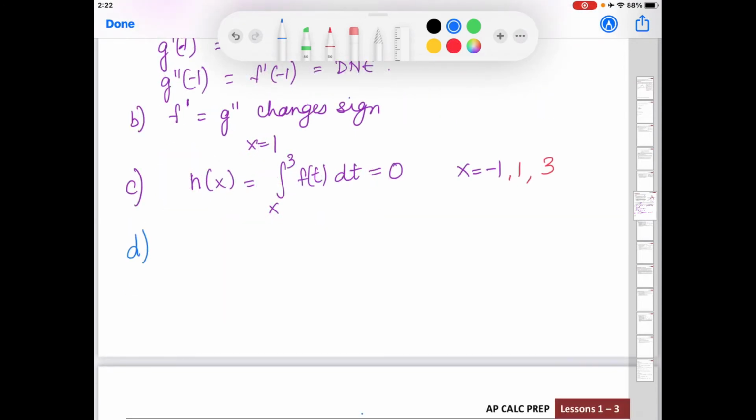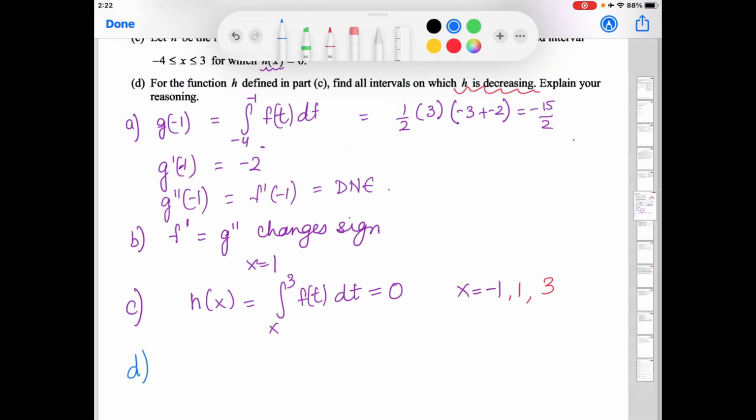So part D is asking us, for the function h defined in part C, find all the intervals on which h is decreasing. Explain your reasoning. So any function is decreasing when your first derivative is less than 0. That's the definition of decreasing, right? So I am given h of x is equal to, if I look at the bounds, the integral from x to 3 of f of t dt.